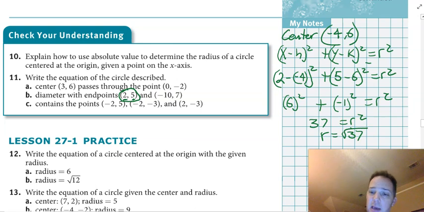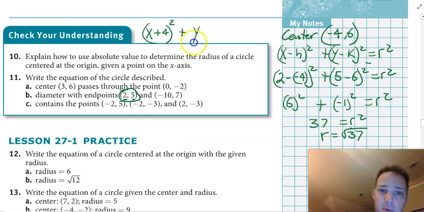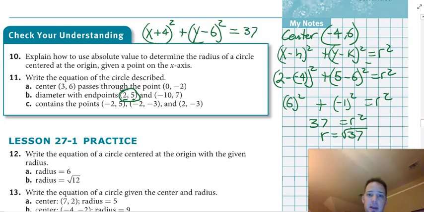So now I should be able to just plug the center and the radius into the equation. So x minus -4, turn the minus and negative into a plus and positive, plus y minus 6 squared equals the square root of 37 squared. The square root and the square cancel out, so you just get 37. So for 11B, we should get this equation here. All right, same thing on C, perpendicular bisectors. See what we come up with.